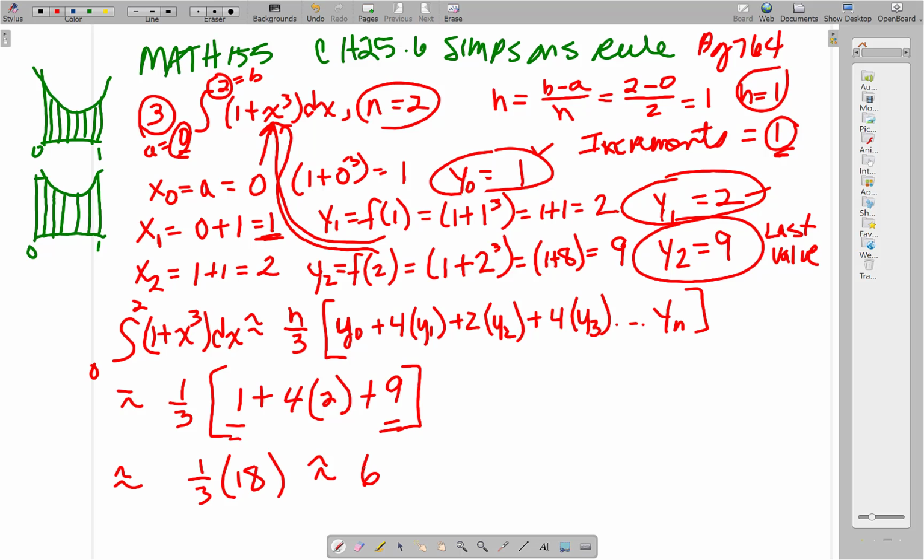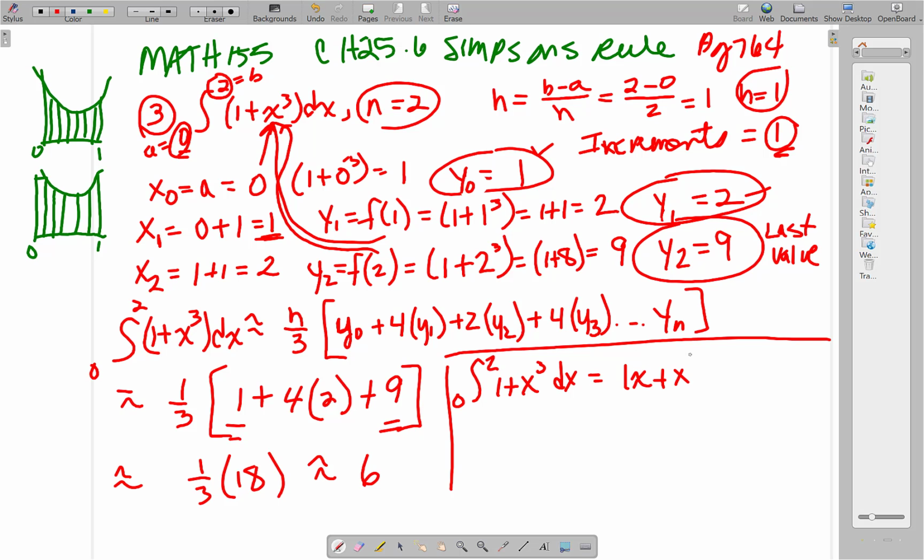Now, one really good way to check this, if you can, is to see if the function was easy enough to integrate directly. And this one happens to be. We have the integral from 0 to 2 of 1 plus x to the third dx. If we integrate this function, the first one would be 1x, and then this would be x to the fourth over 4. We're integrating each one of these. And we have to evaluate that from 0 to 2.